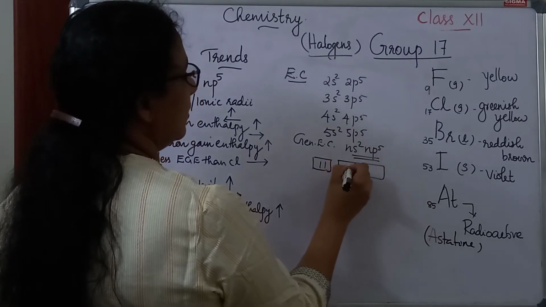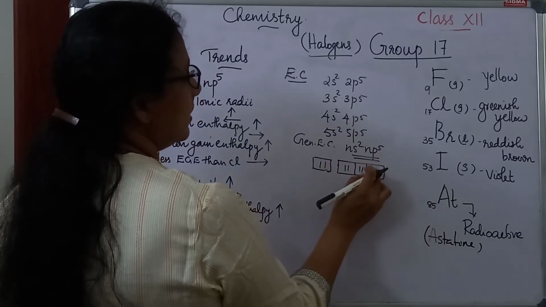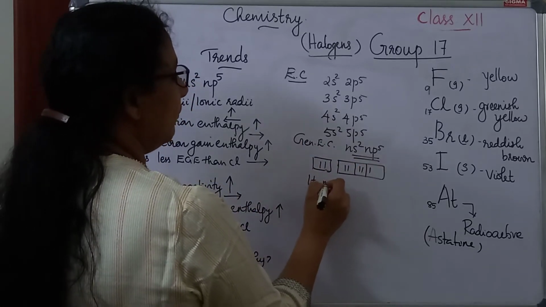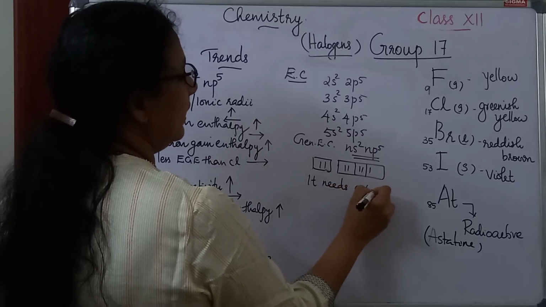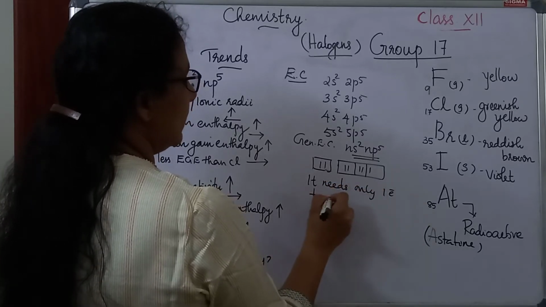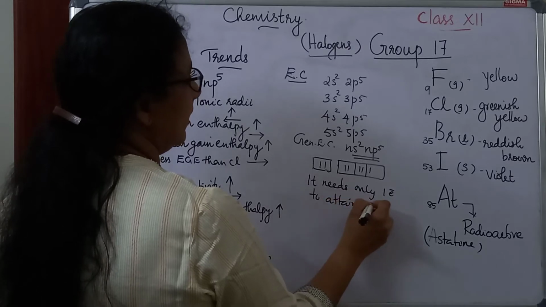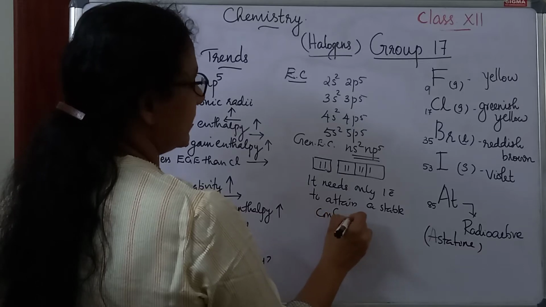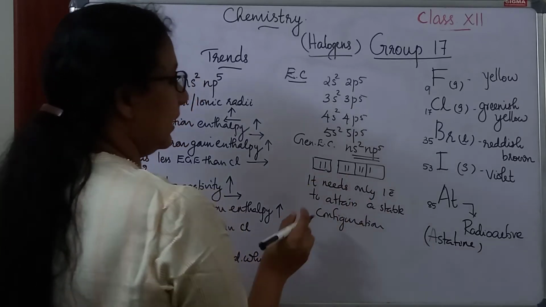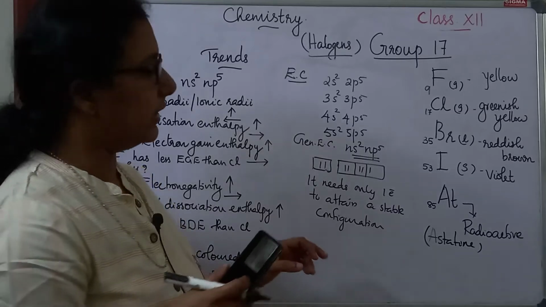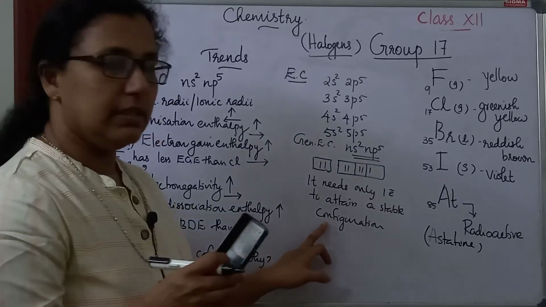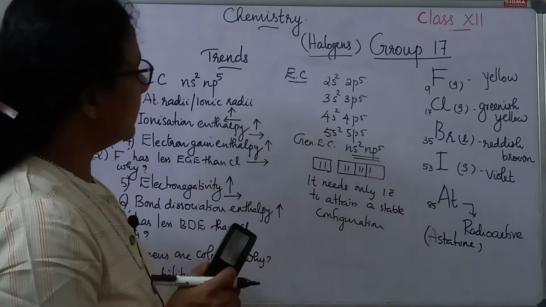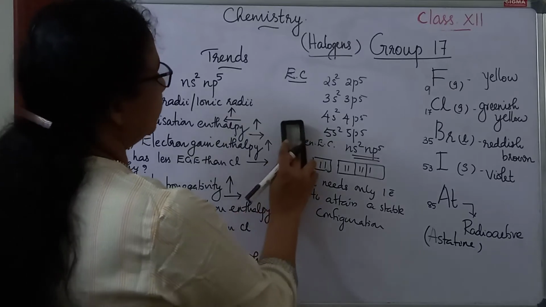When we are drawing the orbital diagram, we can see there is only one more electron needed. It needs only one electron to attain a stable configuration or a noble gas configuration, in order to attain an octet configuration. So that is about its electronic configuration.